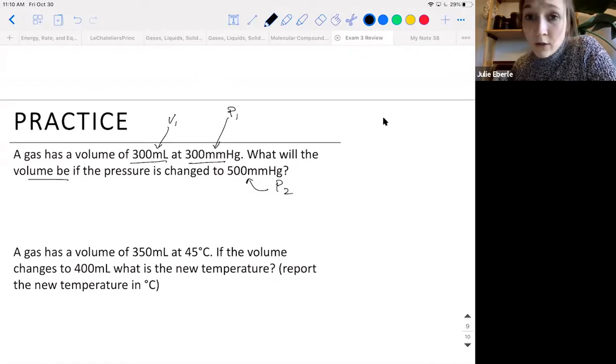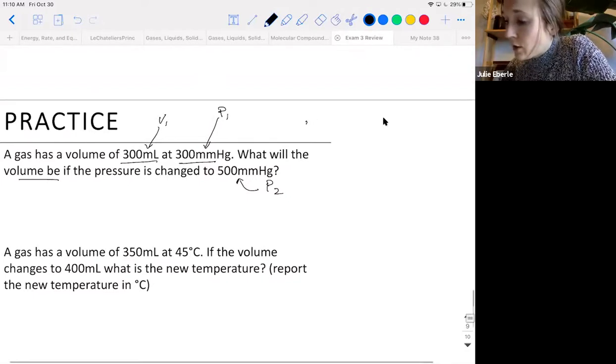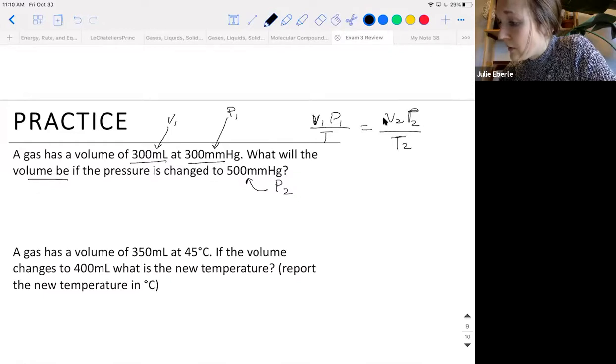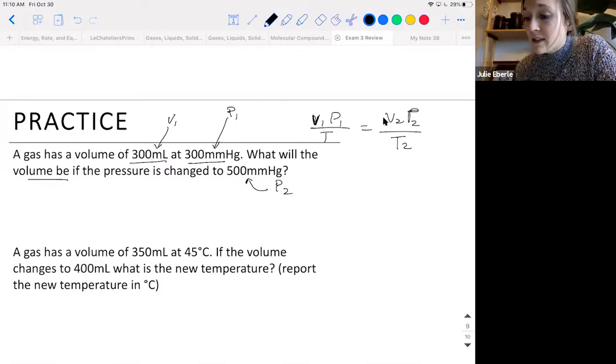So this is Boyle's law, which was really all you have to know is the combined gas law. The combined gas law was V1 P1 over T1 equals V2 P2 over T2. But here you're not given a temperature anywhere in the problem. If this is the case, you can assume temperature is constant.